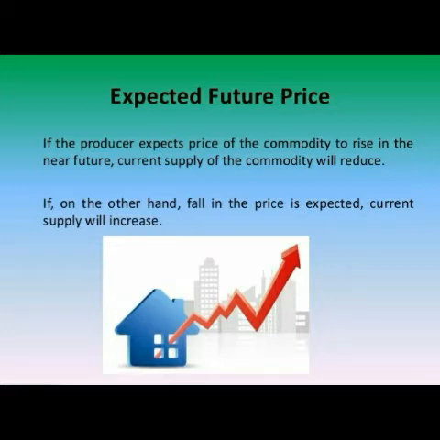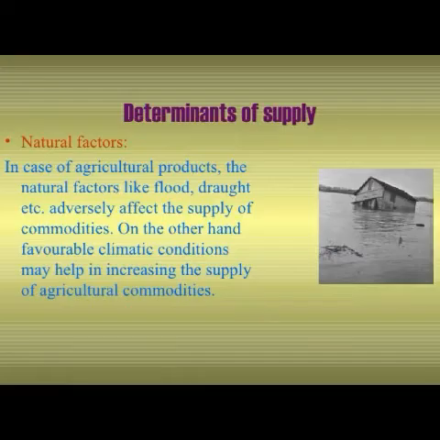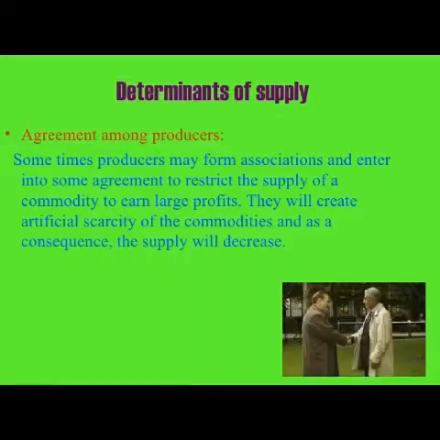Determinants of supply, other things are there. There are tendencies. Suppose you are a monopoly, a single seller, you will change according to your own wish. You will not wait for the price to increase or decrease because you are the ruler. Next is natural calamity. If there are natural calamities, like right now COVID-19 and all these things, supply will definitely get affected. Agreement: suppose somebody wants to create a kind of scarcity, they will change the supply.